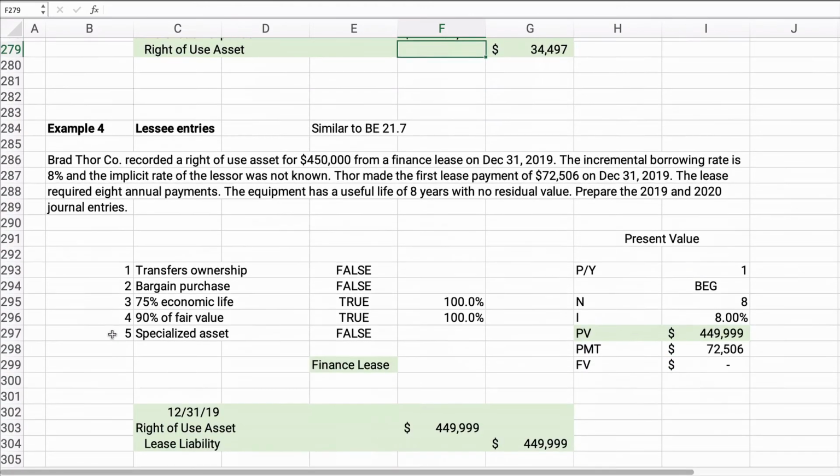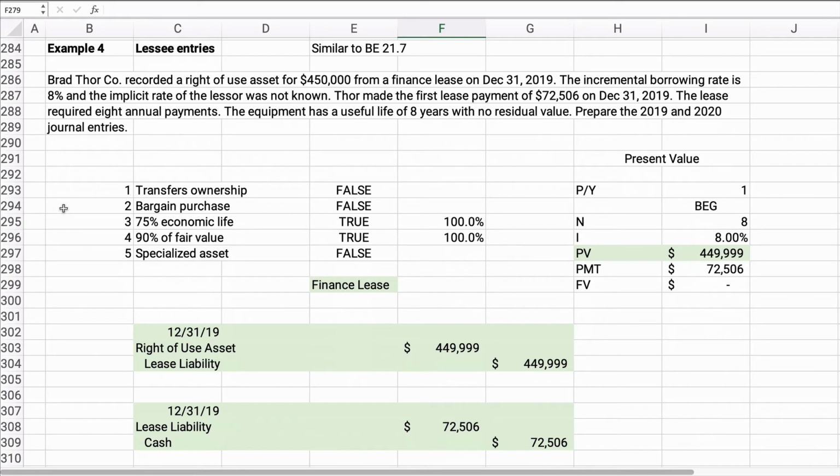All right, number 4, very similar. Brad Thor has recorded a right of use asset for $450,000 from a finance lease on December 31st, 2019. The incremental borrowing rate is 8%. The implicit rate of the lessor was not known. Thor made the first lease payment of $72,506 on December 31st, 2019. The lease required 8 annual payments. The equipment has a useful life of 8 years with no residual value.